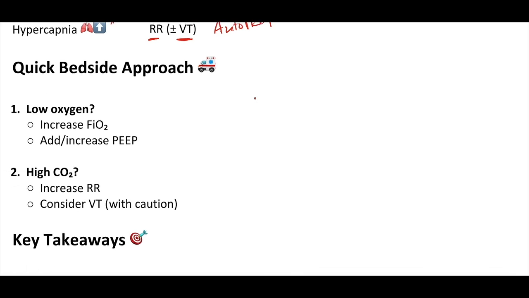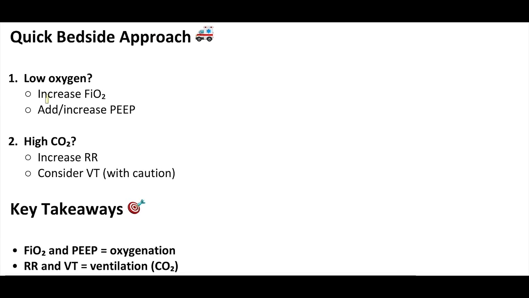Quick bedside approach: low oxygen, increase the FiO2 first to buy you time, and then consider increasing the PEEP as the clinical circumstances allow. High carbon dioxide, increase the respiratory rate first, assuming there is no auto PEEP. And if you're unable to achieve your goal with the respiratory rate, consider the tidal volume, but only with caution, because this can actually really cause harm, okay? So part of us wants to just take that out, but it's not unreasonable depending on the clinical circumstances.